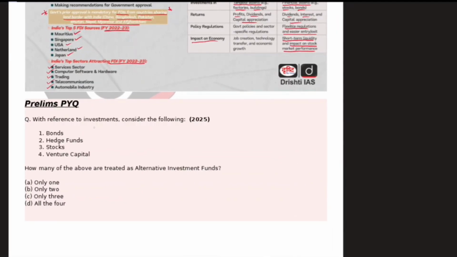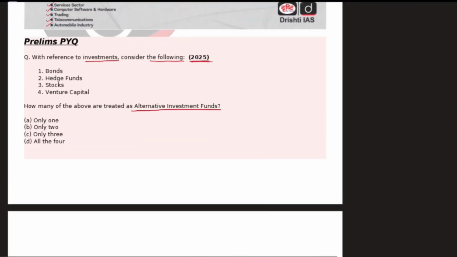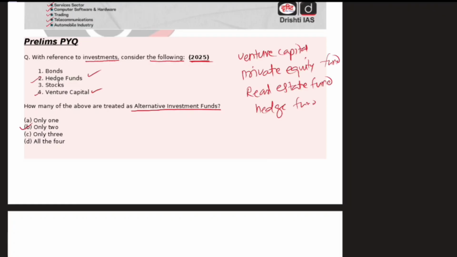Previous year question, 2025. With reference to investment, consider the following: bonds, hedge funds, stocks, venture capital. How many of the above are treated as alternative investment funds? Venture capital fund, private equity fund, real estate fund, and hedge funds are alternative investment funds. So option B is correct.